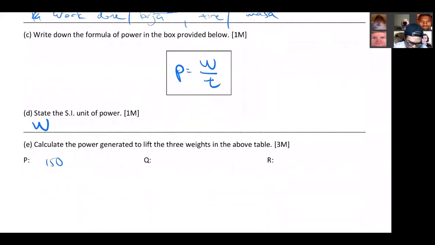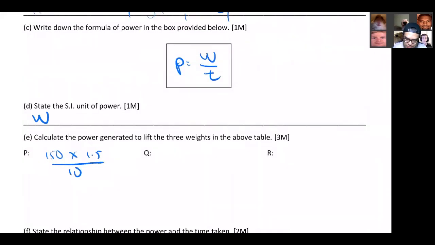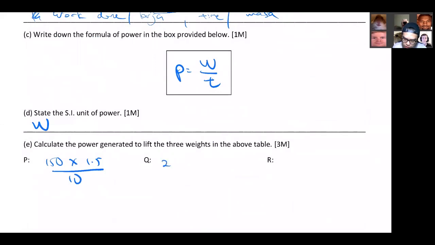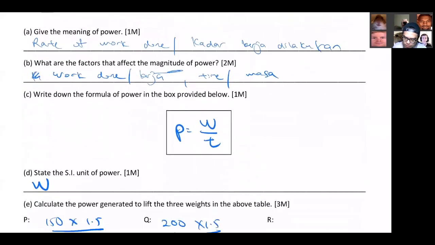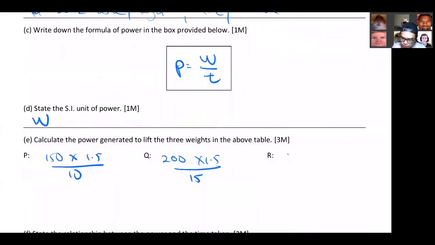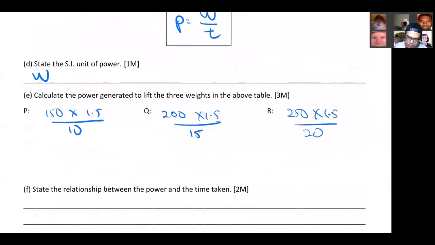150 times 1.5 divided by, how long does it take? It takes 10 seconds. For Q is 200 times 1.5 divided by, what's the time? 15 seconds. For R, 250 times 1.5 divided by 20. So that is 20 seconds.